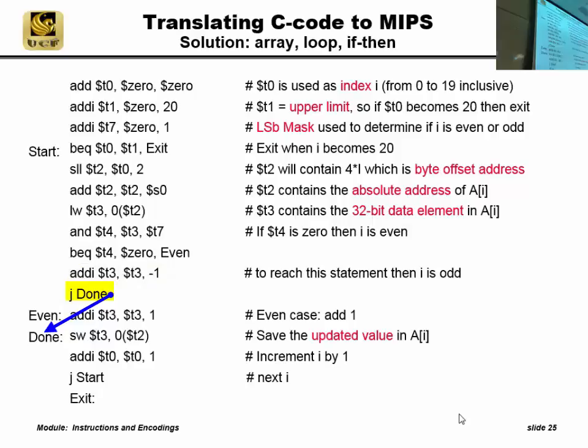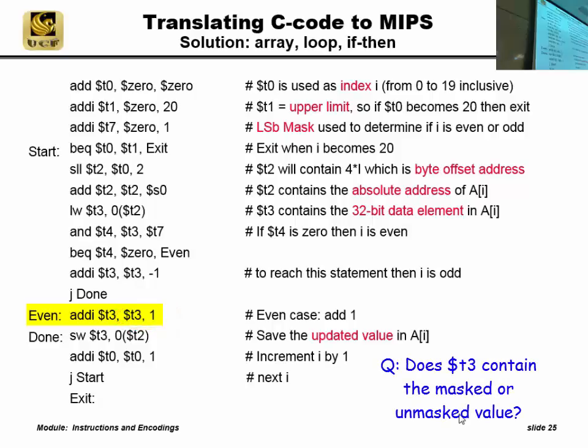Even case says what? If you took this branch, you're going to add 1 to T3. Is T3 the masked value or the unmasked value of the variable? Masked or unmasked? T3. Well, T3 is loaded here. That's the value of a sub I. In this case, a sub 0 because the first time through. And the mask gets applied and it gets stored into T4. So T3 is masked or unmasked? Unmasked. Okay. So then what?